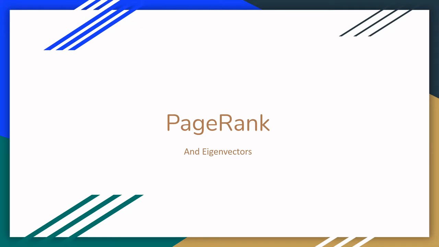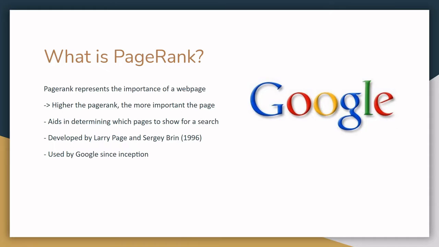For my application of linear algebra, I decided to talk about PageRank and how it relates to eigenvectors. So PageRank just represents the importance of a web page. The higher the PageRank, the more important the page is, and it aids in determining which pages to show for a search. Since when someone wants to search for something, they probably only want to see the good web pages, the ones that are deemed important, not the ones that are bad sources or just not interesting.